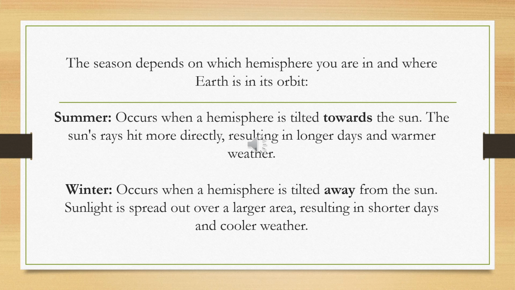Seasons actually depend on which hemisphere you are in and where the Earth is on its orbit. So, summer occurs when a hemisphere is tilted towards the sun. So the sun rays hit it more directly, resulting in a longer day and warmer weather. However, winter occurs when a hemisphere is tilted away from the sun. So the sunlight is spread out over a larger area, resulting in shorter days and, of course, cooler weather.